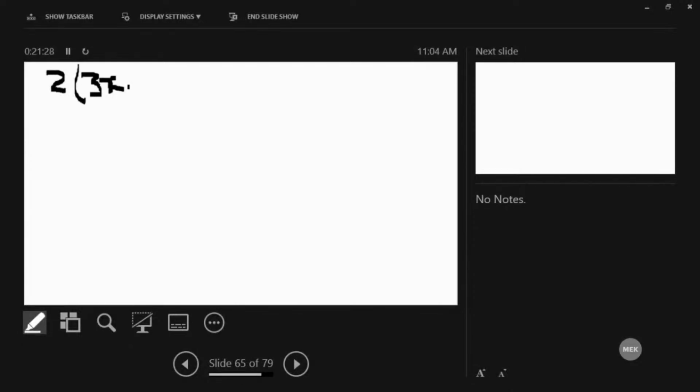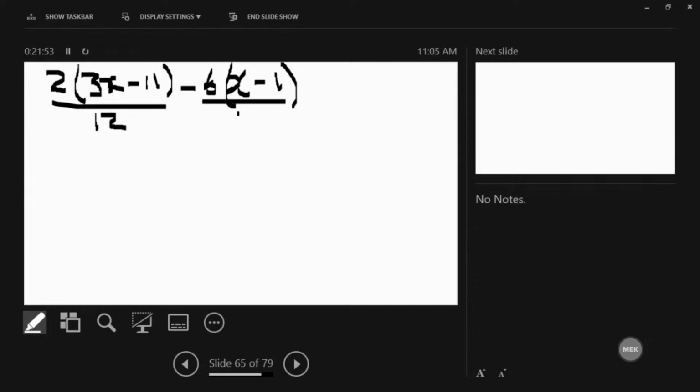3x minus 11 over 2. All right, let's put it over 12 minus 6x minus 1 over 4. All right, so let's expand the brackets first.